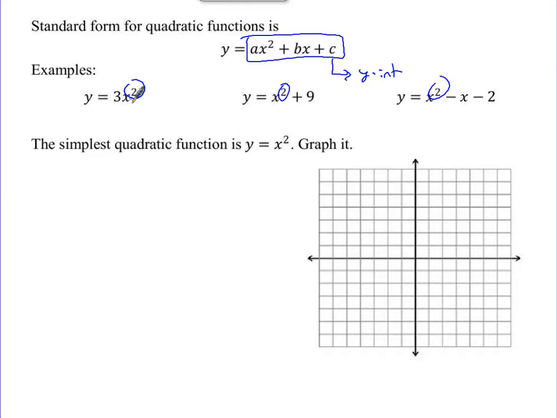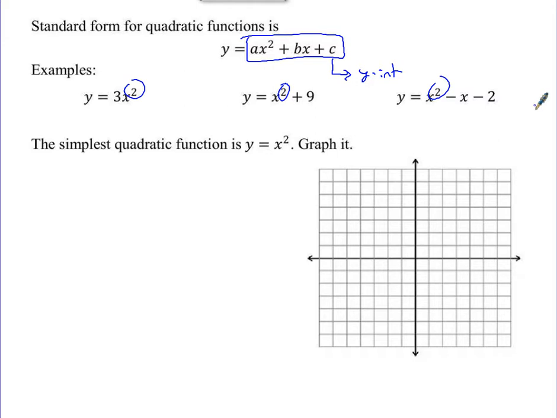Notice that the x squared term is coming first in all three of them. The x term, if it's there, is coming second. There wasn't one there, there wasn't one there, but there was one there. And the constant term is coming last. There wasn't one there, but there was one there, and it's last. Okay? So that's standard form.